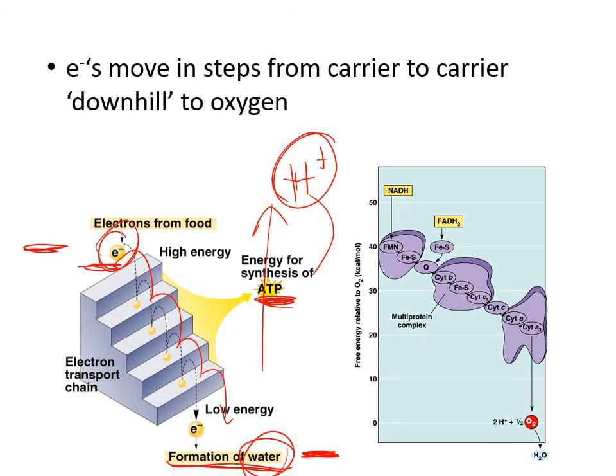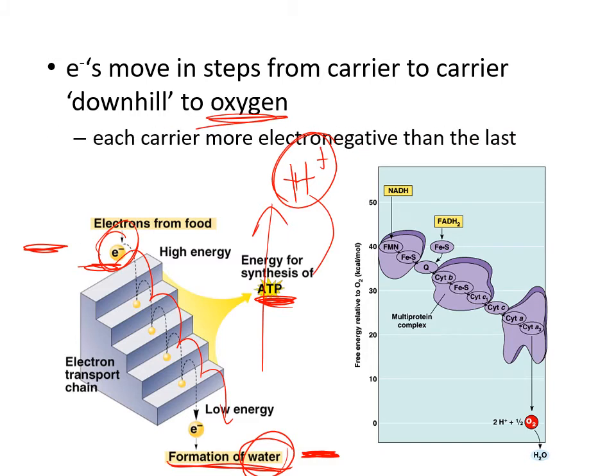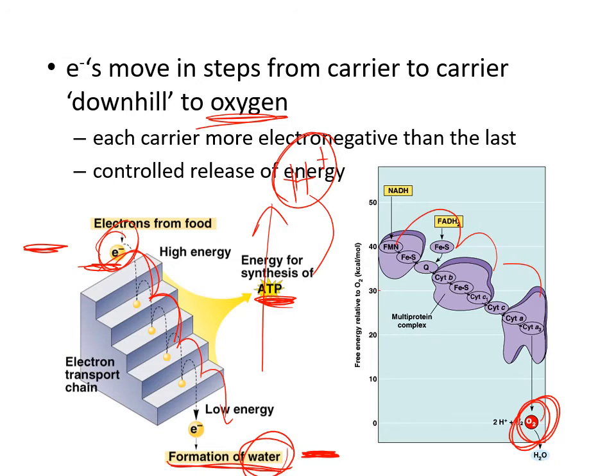So electrons move from one carrier to the other, sort of downhill in terms of their ability to do work, their free energy, and eventually they end up at oxygen. Each electron carrier is more electronegative than the last. This is why they're moving from one to the next to the next. And eventually oxygen is going to be the most electronegative, so it is the one that they're trying to get to. This is the controlled release of that free energy contained within those electrons that were carried here by the electron carriers, the electron carriers themselves being produced during the previous steps of cellular respiration.